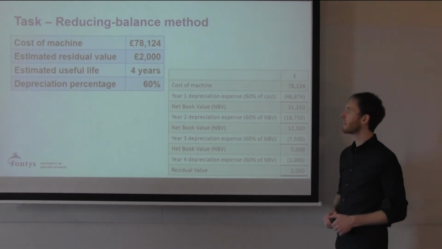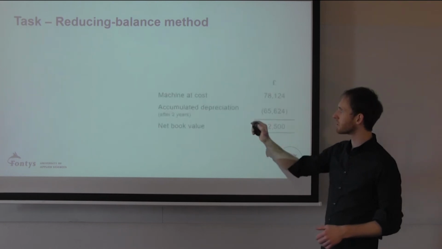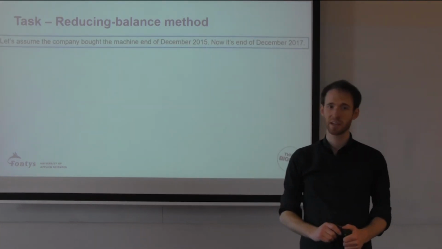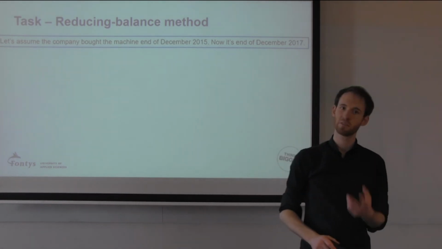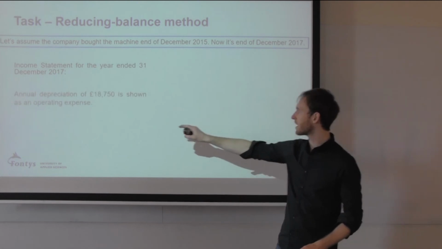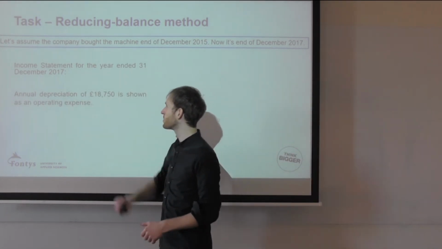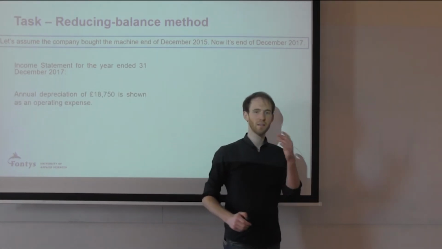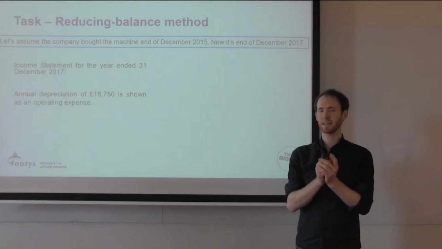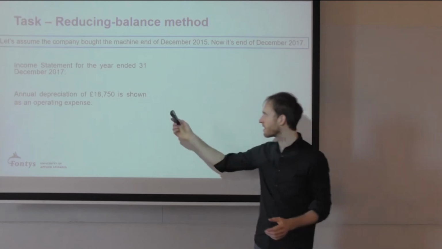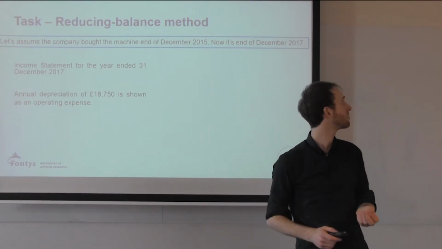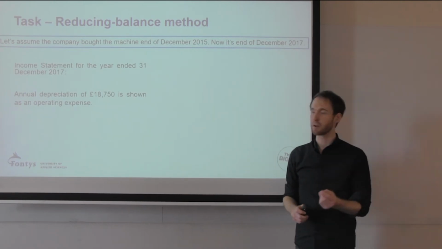So let's also look at what happens in the income statement and in the balance sheet. Let's assume again we bought the machine at the end of 2015, and now it's the end of 2017. So for the income statement for the year, we have the annual depreciation. Since it's different every year, we have to look at the second year. In the second year we had a depreciation of 18,750, which is the expense that is shown in the income statement for this particular year.